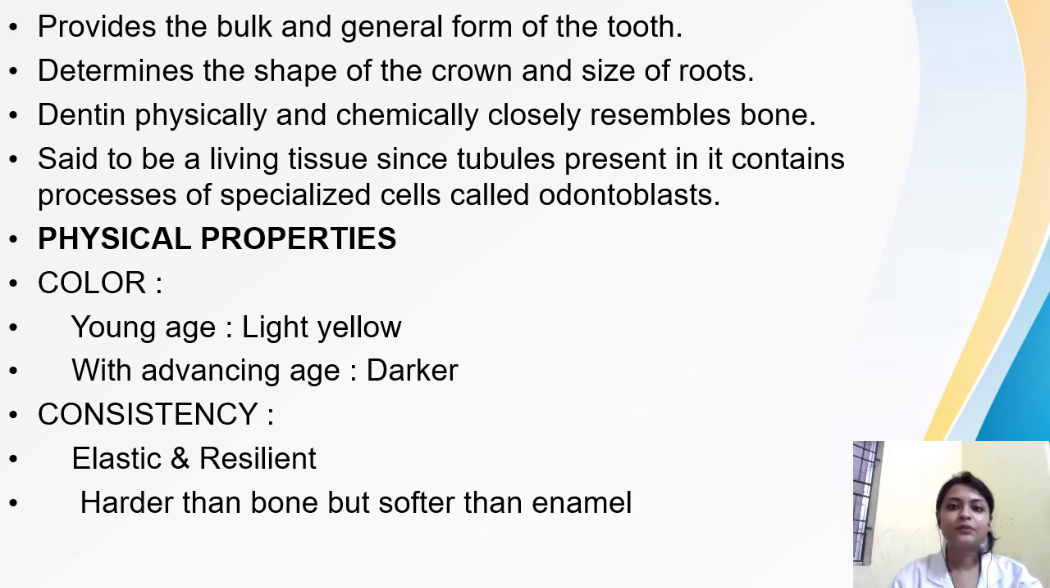Now what are the physical properties? First we'll go through color. In young age it will be light yellow, and with advancing age it will grow darker. Consistency: elastic and resilient. It is harder than bone but softer than enamel. So enamel is the hardest, and after that, dentin. Dentin's hardness is after enamel.